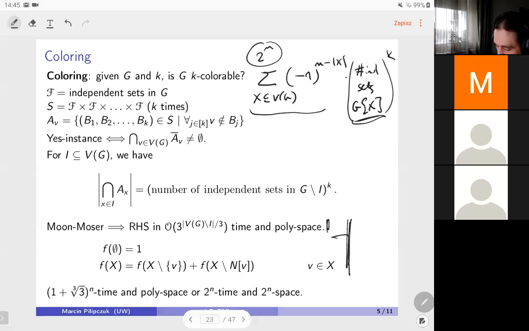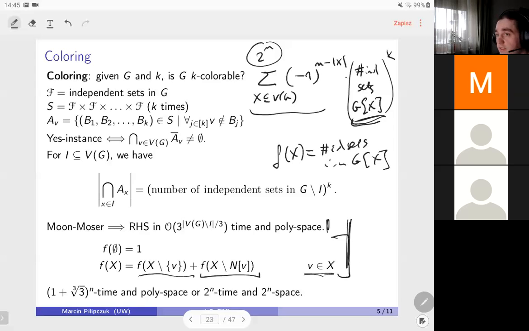What's written here is that you can fill the table f of x, being the number of independent sets in G of x. This table you can easily fill using dynamic programming. For the empty set, there's one independent set, the empty one, and otherwise you take any vertex, and you count the number of independent sets not containing this vertex, and you count the number of independent sets containing this vertex. And this is simple recursion.